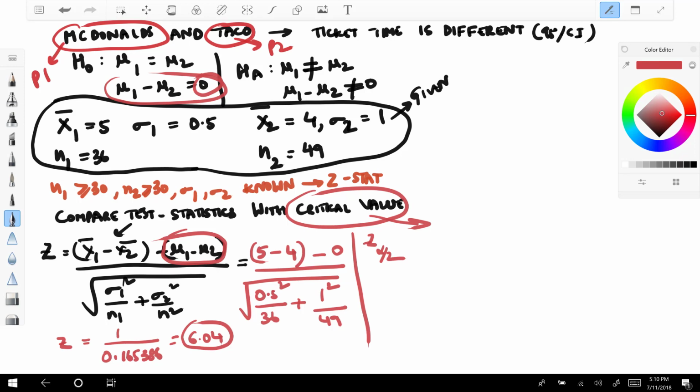So to get Z alpha over 2, the first thing is we are given a confidence interval of 95%. So 1 minus alpha is 0.95. So alpha would be 0.05 and alpha over 2 is 0.025. So we need a value of z 0.025.